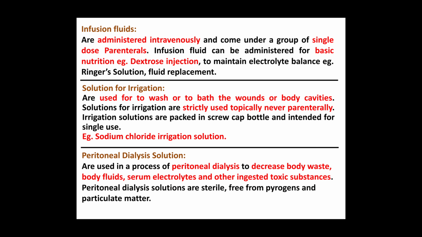Then the next class is peritoneal dialysis solution. Peritoneal dialysis solutions are used in the process of peritoneal dialysis to decrease body waste, body fluid, serum electrolyte and other ingested toxic substances. Peritoneal dialysis solutions are sterile, free from pyrogens and particulate matter.